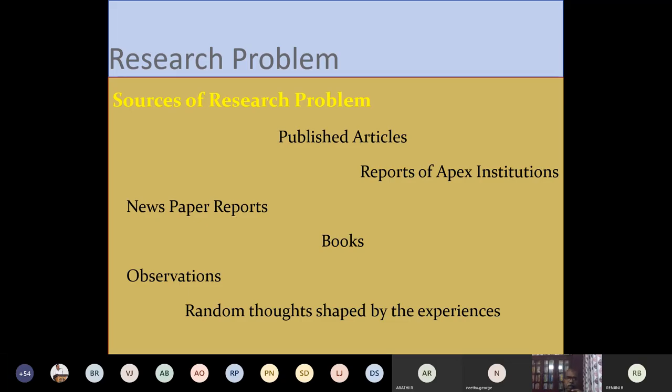For identifying a research problem, another very, very important source is the books. I'm not talking about the university level books, but high-end books published by leading researchers in your field, which can guide you to identify some theoretical based research.